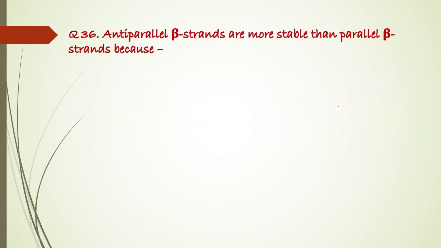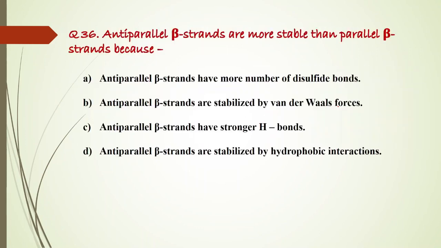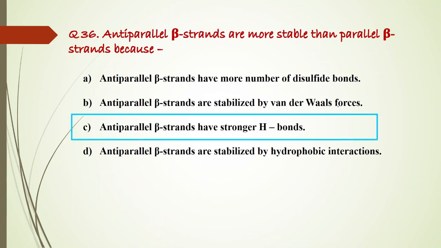So let's see. This is also something I discussed in the last class. I think this is the last question for week 2, I guess. It states, anti-parallel beta strands are more stable than parallel beta strands. I think I discussed in detail about this question, that it is because they have stronger hydrogen bonds.